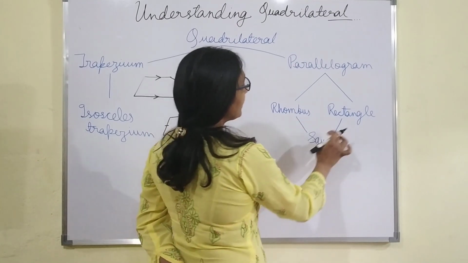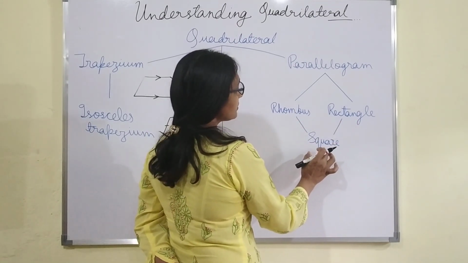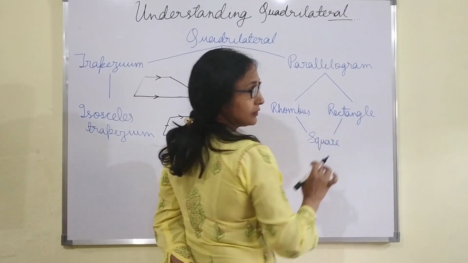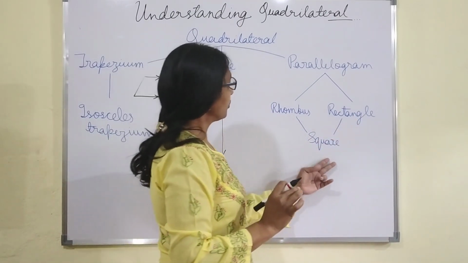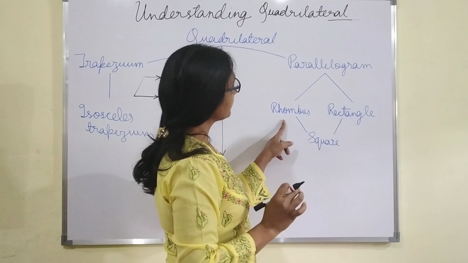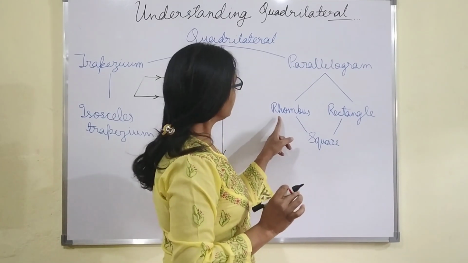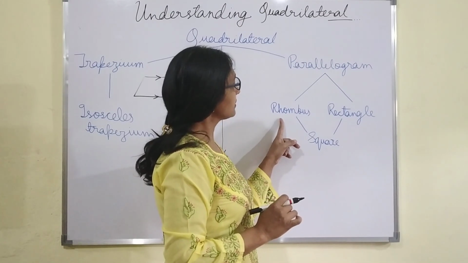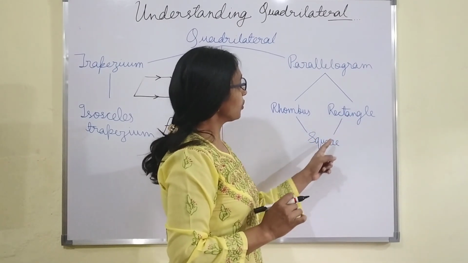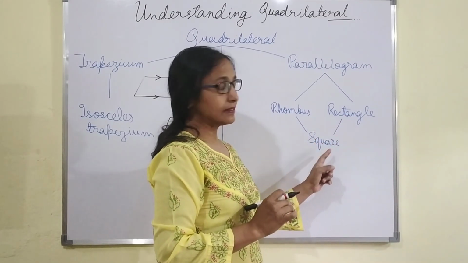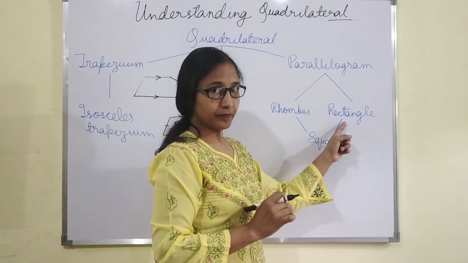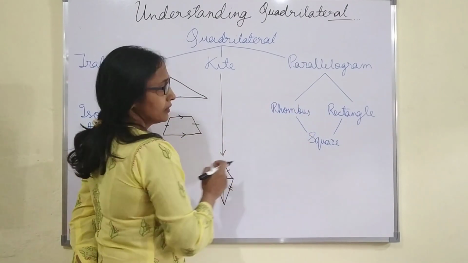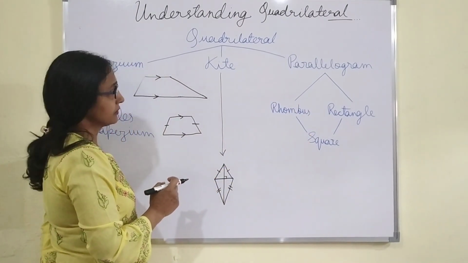Okay, I am writing it in this way because a square is a rhombus and a square is a rectangle too. Okay, but the converse is not possible. Means a rhombus cannot be a square, but a square can be a rhombus. A rectangle is not a square, but a square is a rectangle. Okay, so this is the quadrilateral.